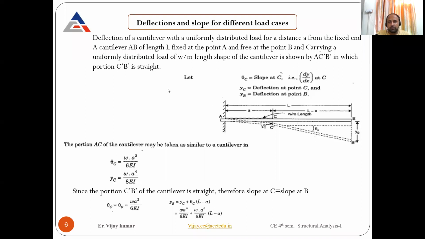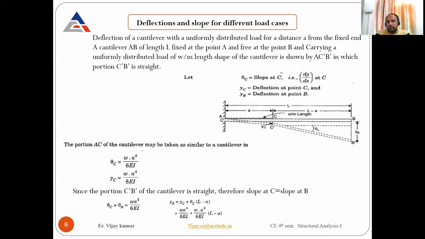So next we have a different, new case: deflection of a cantilever beam with a uniformly distributed load for a distance a from the fixed end. For this cantilever beam, we need to find the deflection when a uniformly distributed load acts over a distance from the fixed end.